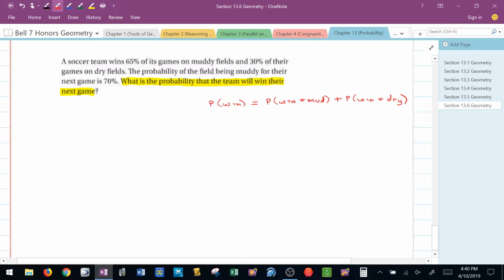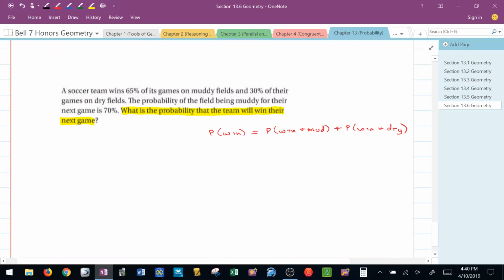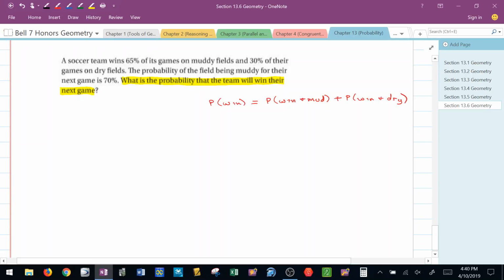All right. So I can make a diagram just like I did up here, or I can use the information and see if I can piece this all together. Let's try it that way for this one. So the probability of a win on a muddy field. Here's what I know. I know that they win 65% of their games on muddy fields. All right. So I know that they're going to win 65% of their games. And I know the probability of it being muddy is 70%.